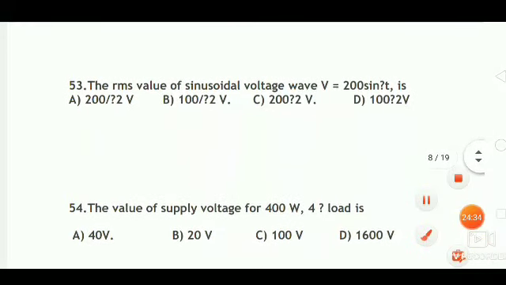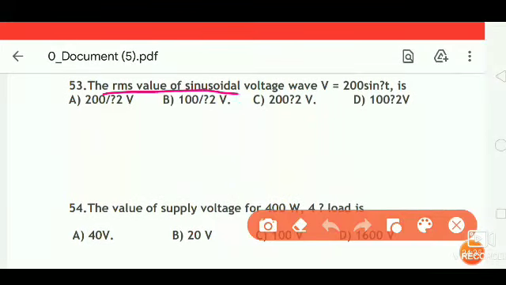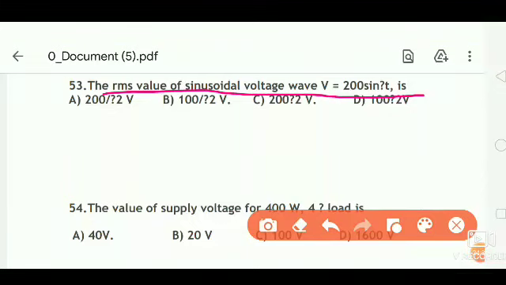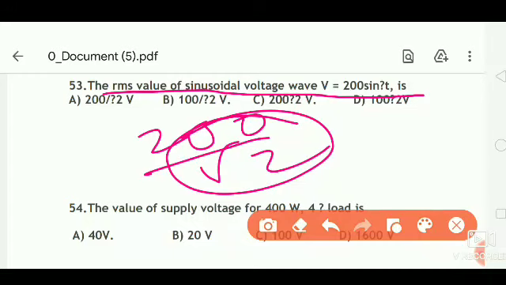So the next question is, the RMS value of a sinusoidal waveform V equal to 200 sin t is, here we get 200 by root 2. Here we get the answer is option A.